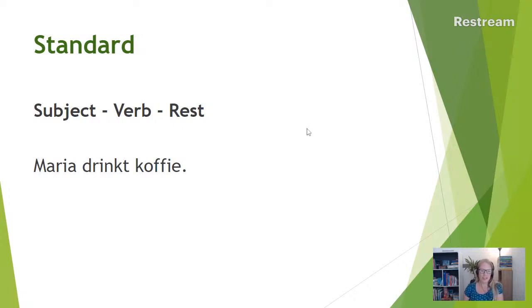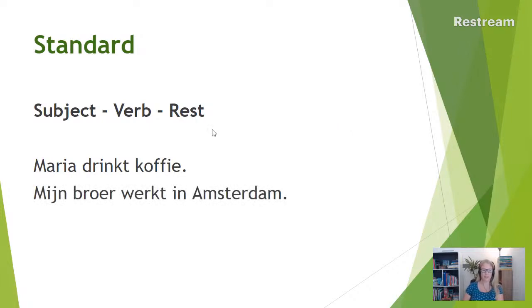But most of the time there is a rest because "ik drink", I drink, is rather short, right? Doesn't give so much info. So, for example, you can make a sentence like this: Maria drinkt koffie. So the subject is the one who does the action. So in this case, it is Maria. The verb is the action of the sentence. So what does Maria do? Drinkt. She drinks, so this is the verb. And then there is a rest, coffee. But this can be all kinds of things, as you can see in the next sentences.